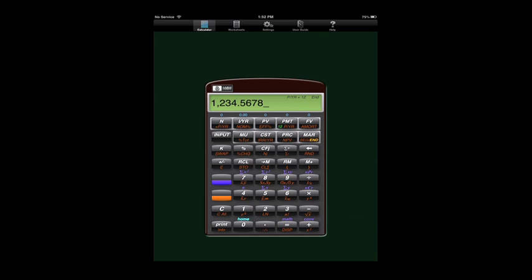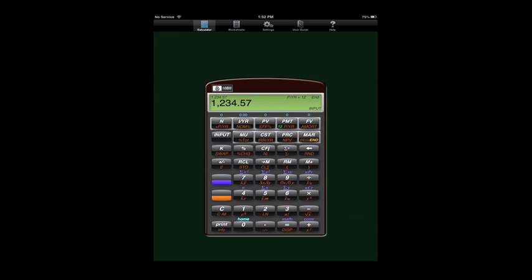Okay, so now I'm going to register that number in a working register where I can use it. And to do that, I'll press the input key. Notice it's the second key down on the left. So I'll press input, and that puts this number into a working register where I can use it.